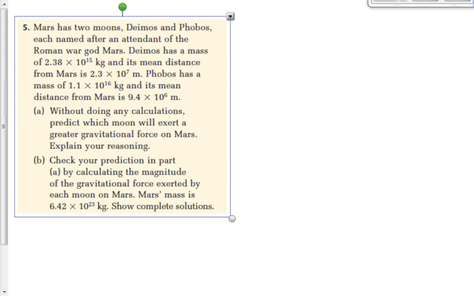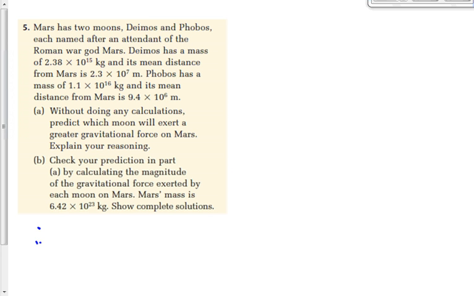Next question that you guys asked for was number 5. Mars has 2 moons, Deimos and Phobos, each named after an attendant of the Roman war god Mars. Deimos has a mass of 2.38 times 10 to the 15, and its mean distance from Mars is 2.3 times 10 to the 7. Phobos has this mass and a different distance. Phobos is closer than Deimos. Without doing any calculations, predict which moon will exert a greater force on Mars.